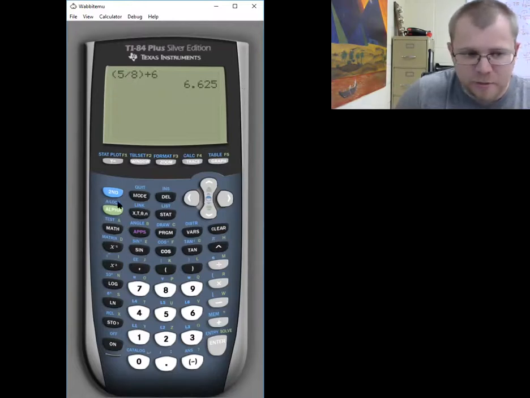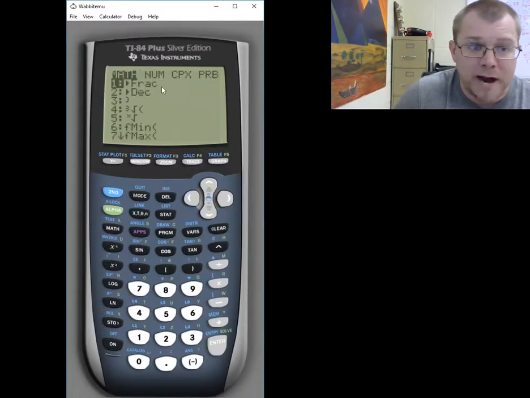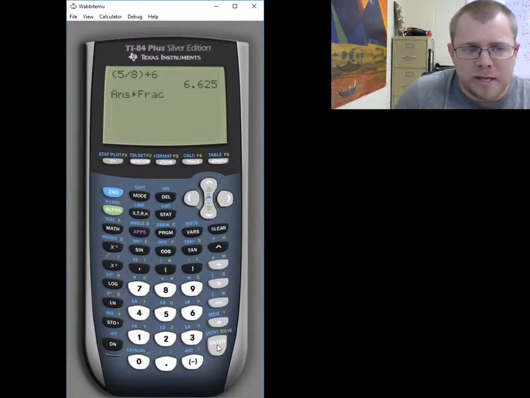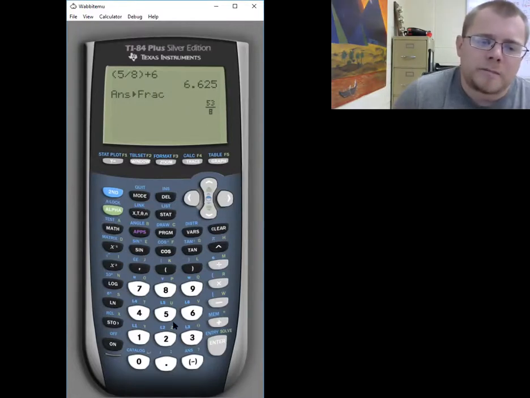So you have your decimal number, a rational number, and then all you do is you come up here and you press math, and then the first one, FRAC, F-R-A-C, you hit enter, and then you hit enter, and there is your answer, 53/8. So let's do that again.